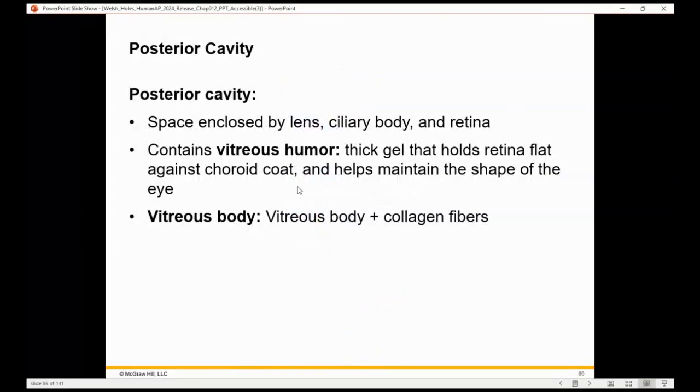The posterior cavity is a space enclosed by the lens, ciliary body, and the retina. It contains vitreous humor, which is a thick gel that holds the retina flat against the choroid coat and helps maintain the shape of the eye. The vitreous body is made of collagen fibers.